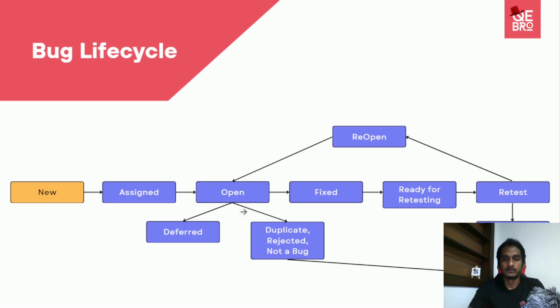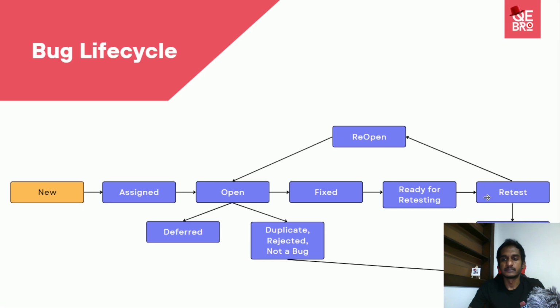Okay, so those are the different stages we can go through from the open stage. From open, as I mentioned, you can close or defer. The other scenario is the fix. The developer will fix the issue and put it into the ready for testing stage, because once he fixes it, he can't close it saying fixed. He needs to ask a quality engineer to retest and verify whether it's fixed or not. So he will put it in ready for retesting.